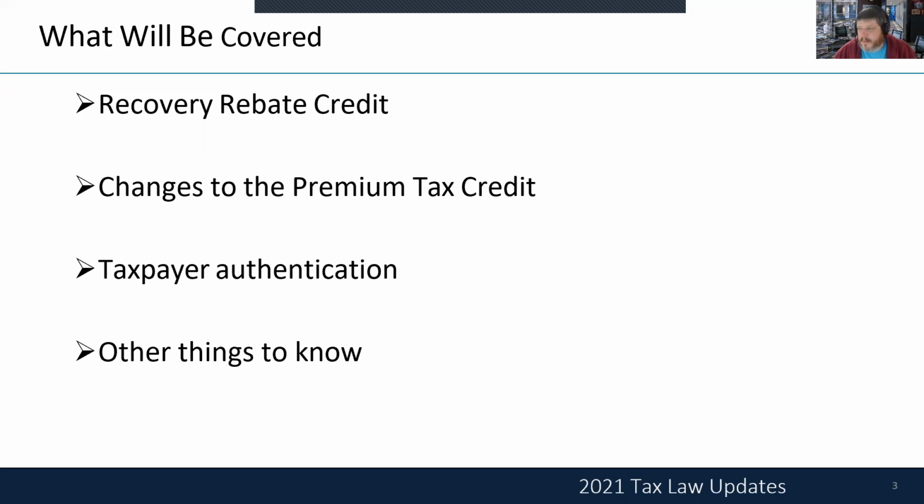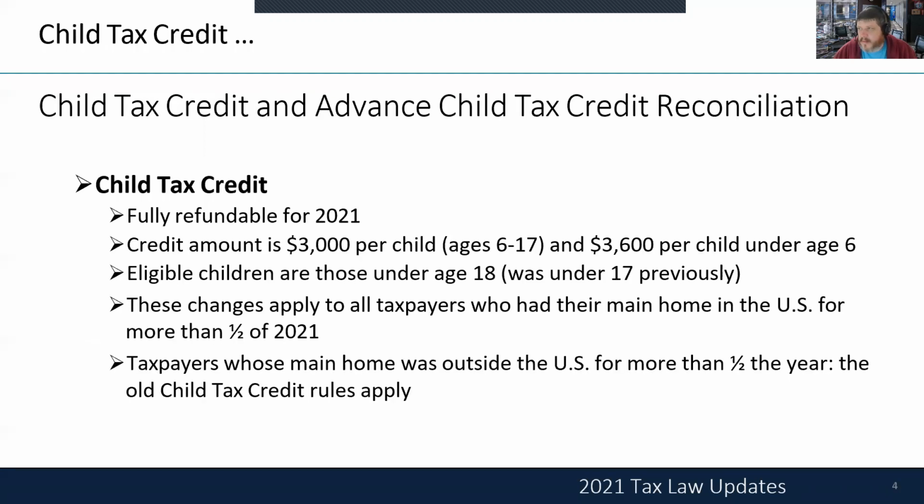Taxpayer authentication, that is a big one. A couple of other things that we'll need to know. So starting with the child tax credit and advanced child tax credit.